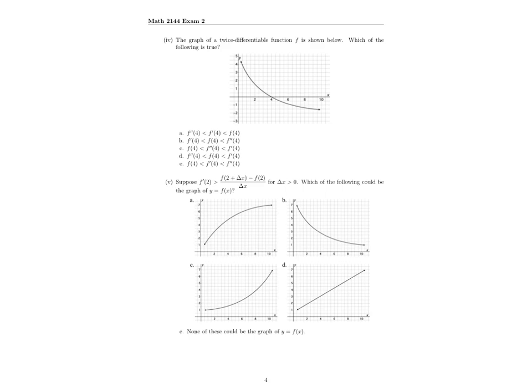So the next page, it says, I have a twice differentiable function. Which of the following is true? Okay. It's asking about f double prime, f prime, and f at 4. Well, the first thing I might see is that f of 4 is 0, because the y value of the function is 0 when x is 4. And what might I notice about f prime? Well, the function here is decreasing, so the slope is negative. So f prime of 4 is negative.